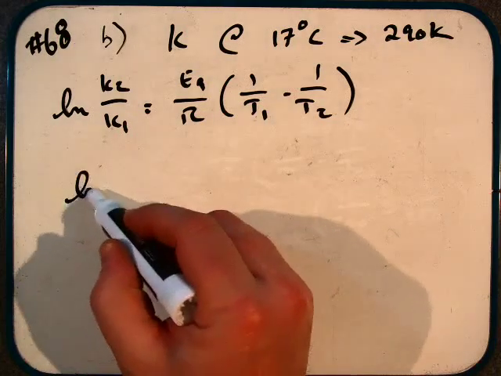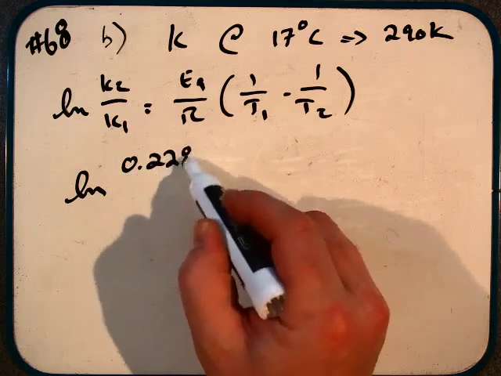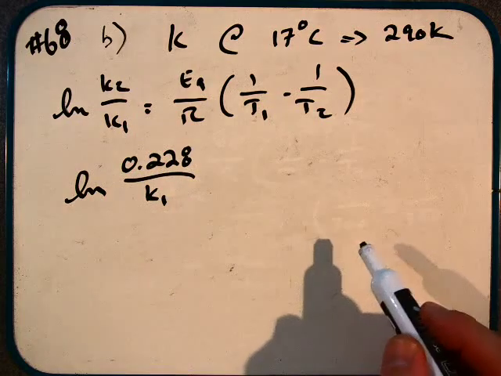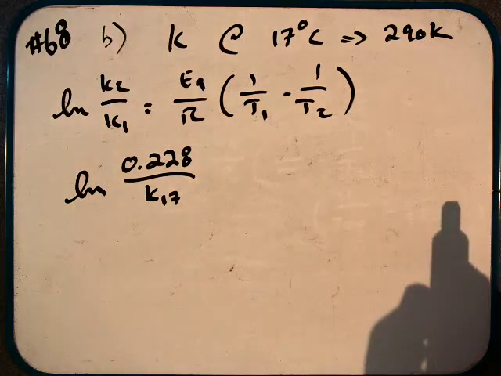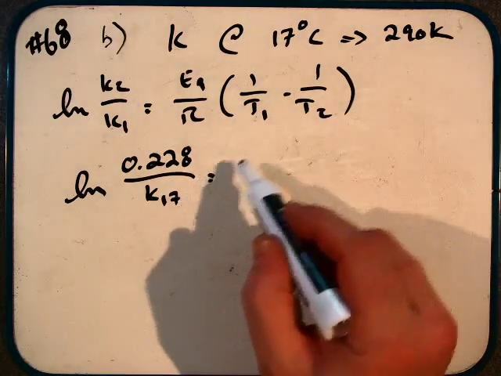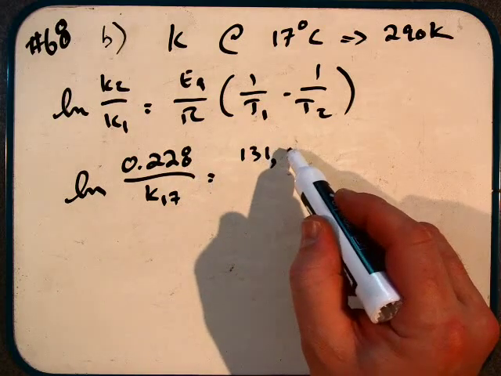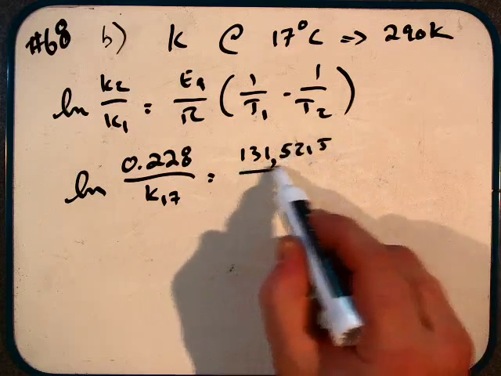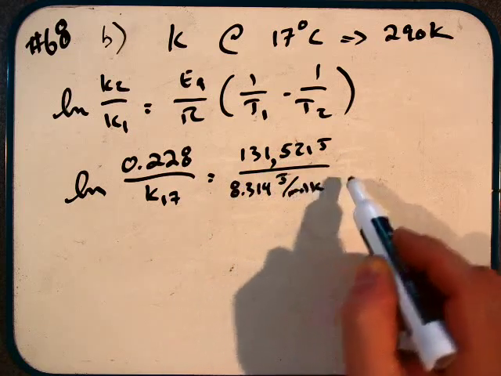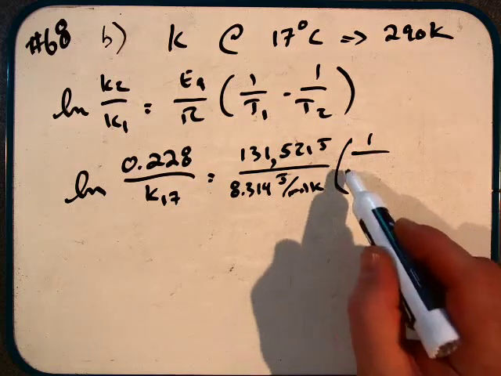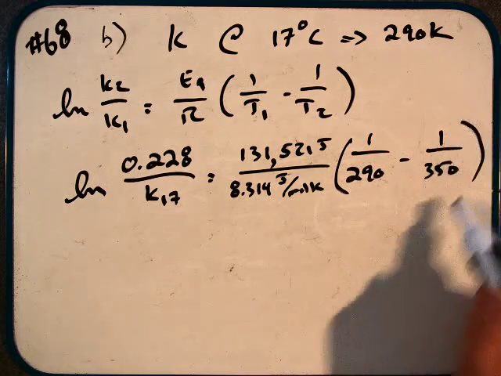So if we start to substitute, it would be the natural log of K2, and I'm going to use again the 0.228 over what we're trying to solve for, the K in the denominator, and that K would be the one that's done at 17 degrees Celsius. And that's going to equal our activation energy, and that's 131,521 joules over our R value, 8.314 joules per mole Kelvin, times 1 over T1, which is 290, minus 1 over T2, which was 350.